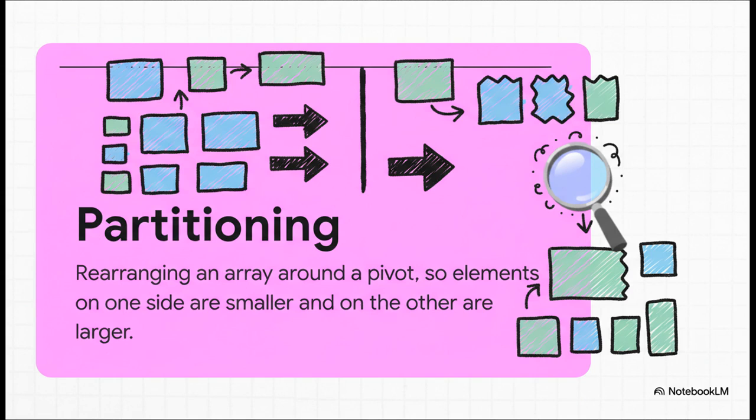It's called partitioning. And this is the engine that makes the whole Quicksort algorithm go. After you partition just once, that pivot element is now sitting in its final, correct, sorted position. It will never have to move again.